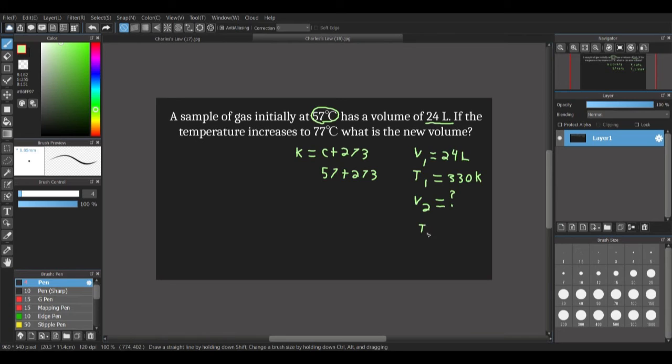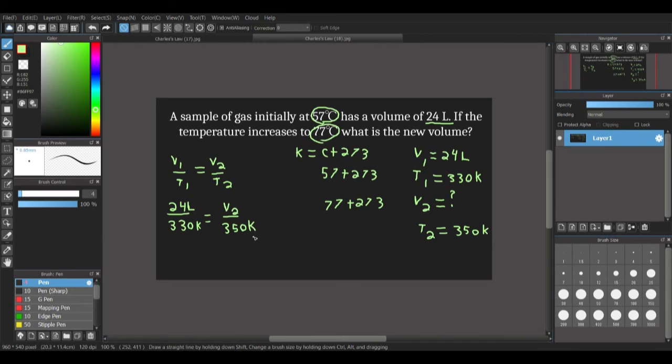And then we run into the same issue with T2, that it is also in Celsius. So we're going to do 77 plus 273. And that gives us that our T2, or our new temperature, is 350 Kelvin. Now that we have our givens, we could write our formula and start plugging in. Remember, the formula is V1 over T1 equals V2 over T2. And then we're going to plug in. So we have 24 liters over 330 Kelvin equals V2 over 350 Kelvin.